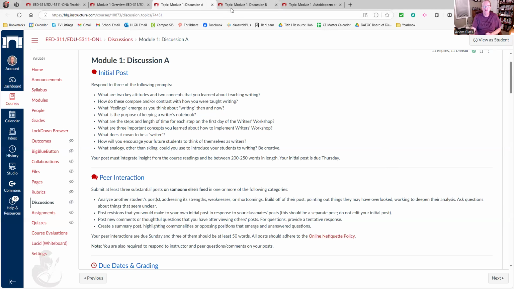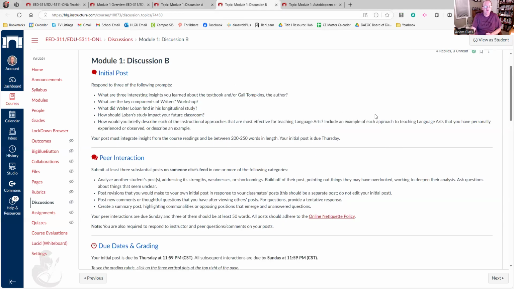Discussion B will come from the information from the Tompkins book. And again, there are several prompts for you to respond to, not as many on this one as there are on the other one. You still respond to three prompts. For both of these, your initial post is due Thursday evening by 11:59 p.m. Your responses to at least three peers are due Sunday evening by 11:59.